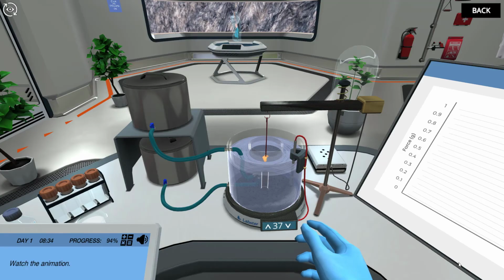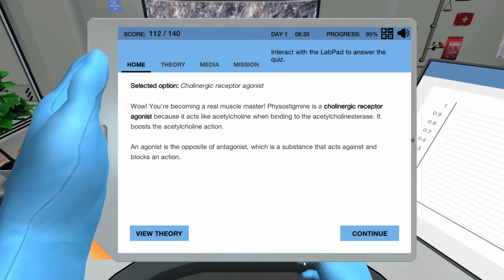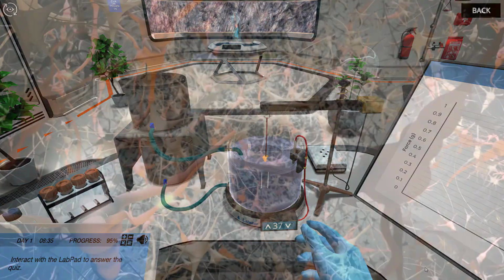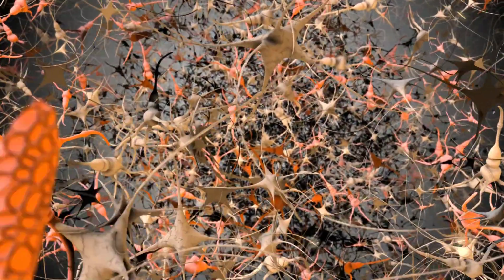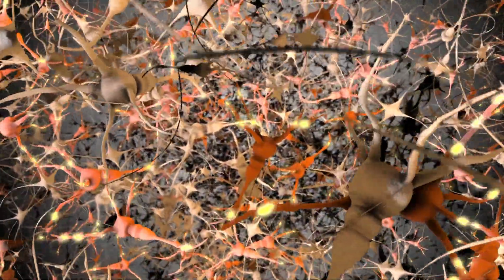Physostigmine blocks the catalytic site of acetylcholinesterase, preventing acetylcholine from being degraded. Therefore, what kind of agent does physostigmine act like? Wow, you're becoming a real muscle master. Physostigmine is a cholinergic receptor agonist because it acts like acetylcholine when binding to the acetylcholinesterase. It boosts the acetylcholine action. An agonist is the opposite of antagonist, which is a substance that acts against and blocks an action.